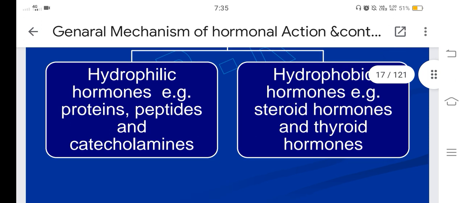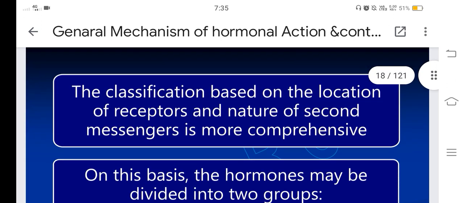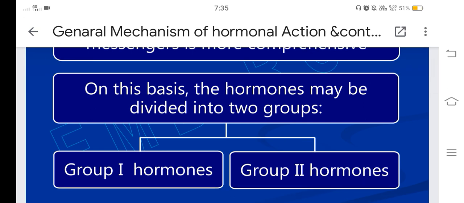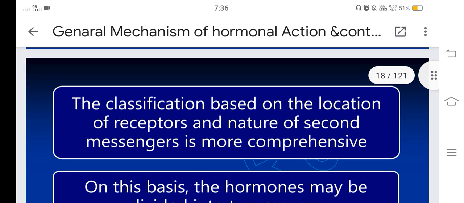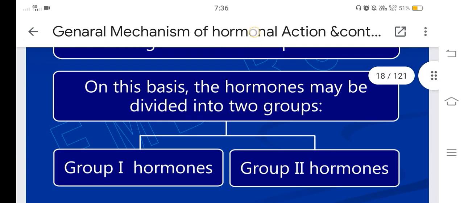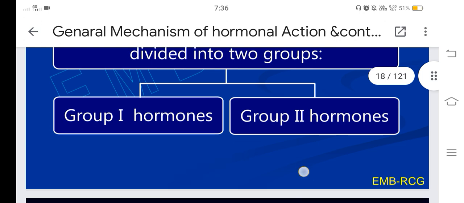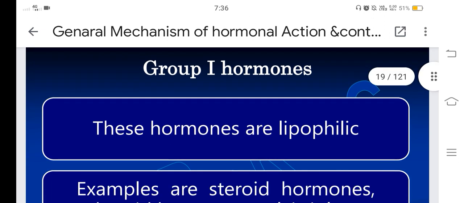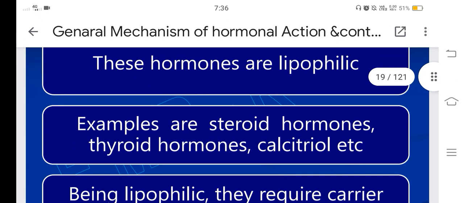Hydrophilic hormones, proteins, peptides and catecholamines. Hydrophobic hormones, steroid hormones and thyroid hormones. Then the classification based on the location of receptors and nature of second messengers is more comprehensive. On this basis, the hormones may be divided into two groups: group 1 hormones and group 2 hormones. First, group 1 hormones. Group 1 hormones are lipophilic. Examples are steroid hormones, thyroid hormones and calcitriol.